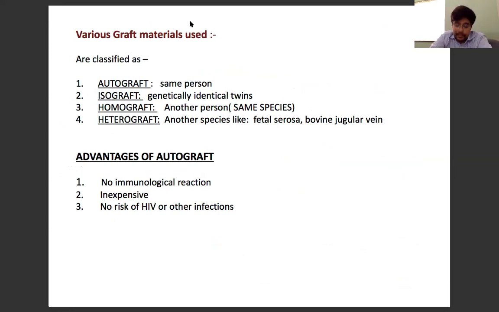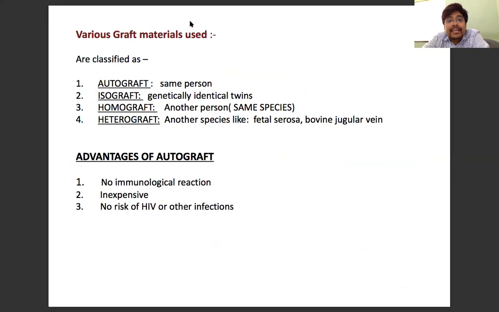Various graft materials. Which are the various graft materials we use? You must have learned in microbiology: autograft, isograft, homograft, heterograft. Now what is an autograft? Auto means what? Same person.